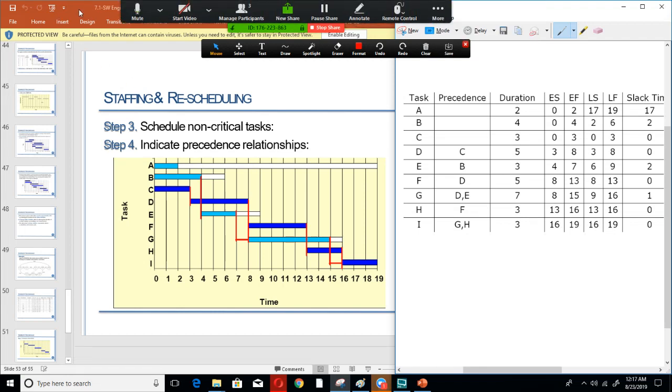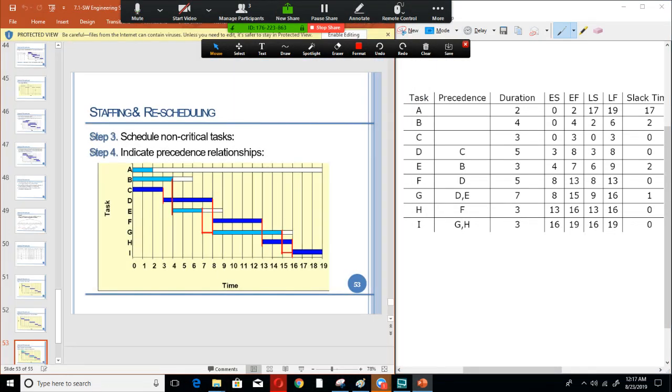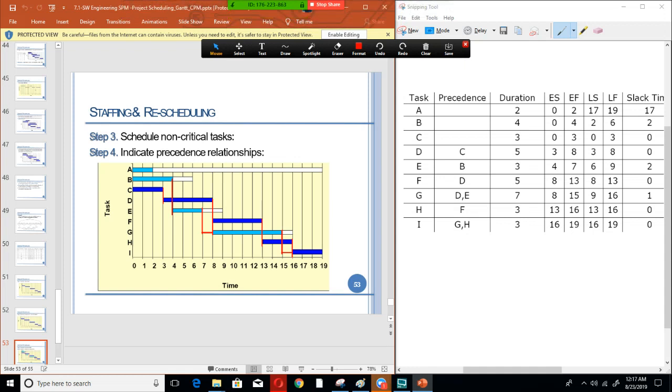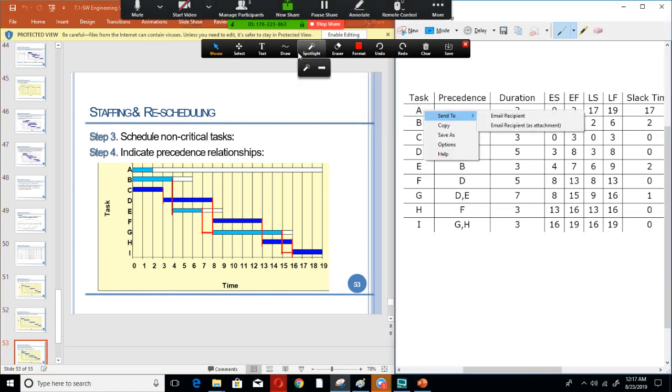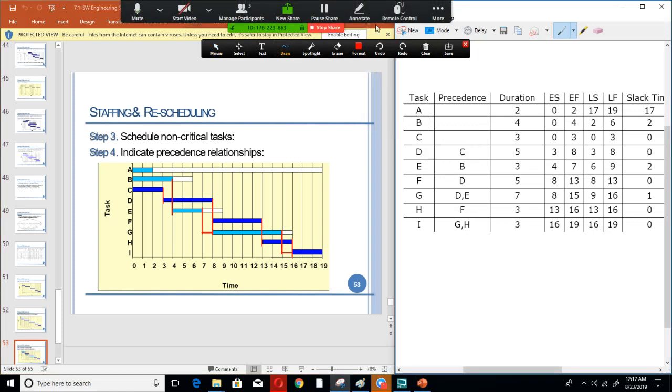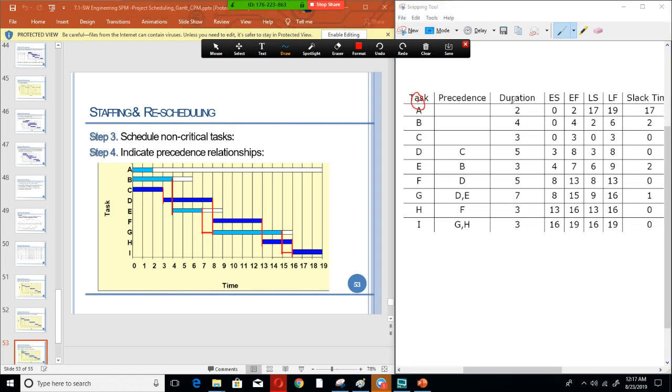Now let us draw the Gantt chart. For the Gantt chart, let us go to the drawing mode. First we have to look at A. For A we have to look at the early start and the late finish. For A, early start is 0 and late finish is 19.